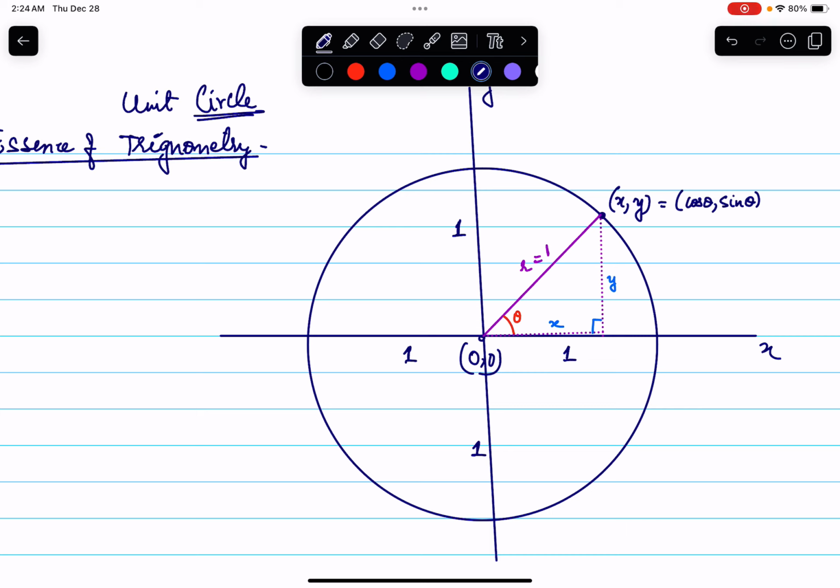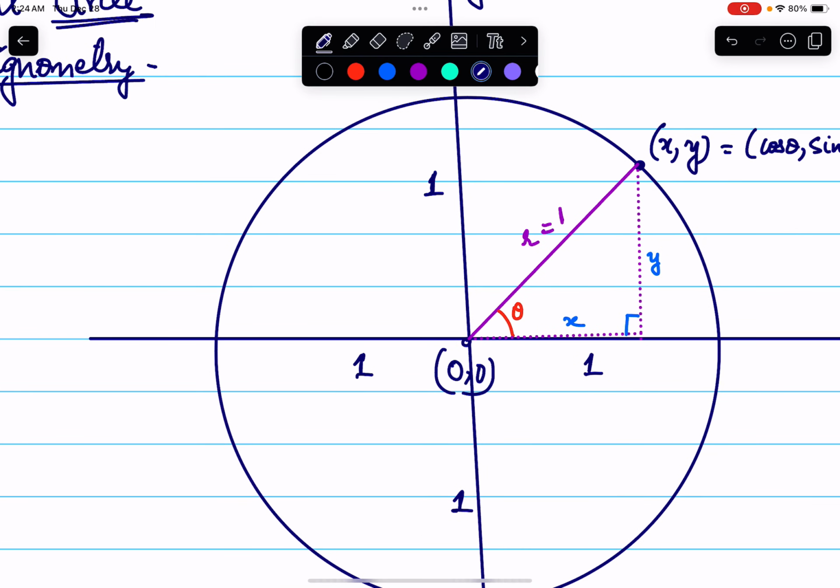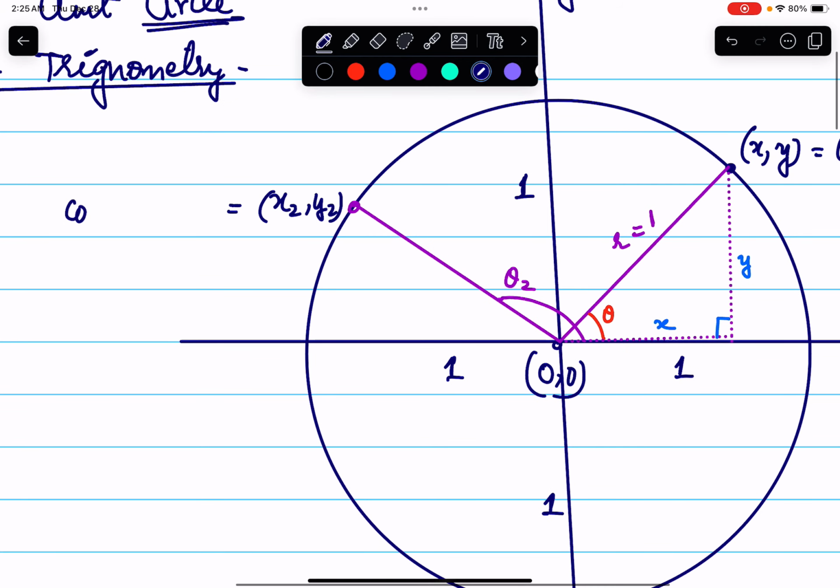Okay? So that's the idea over here for the unit circle, right? Good. So now what we can do is let's say I draw another angle, and let's say this is theta 2. Then the corresponding x2 comma y2 value will be different, and this will simply correspond to cosine of theta 2 and sine of theta 2, okay? So that's how our x and y values are going to be shifting along the way, okay?